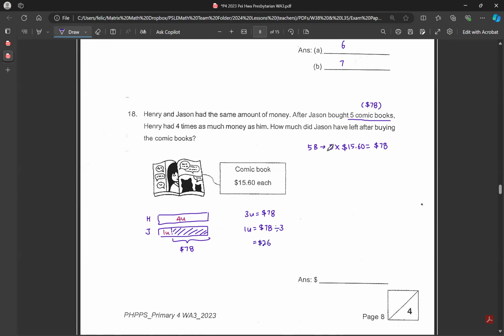Now they ask how much did Jason have left after buying the comic books. So whatever Jason has left is the white color part, which is 1 unit. So that's the answer, $26.